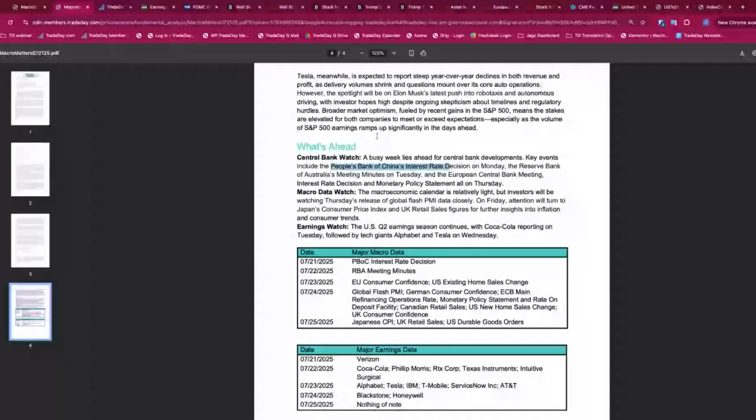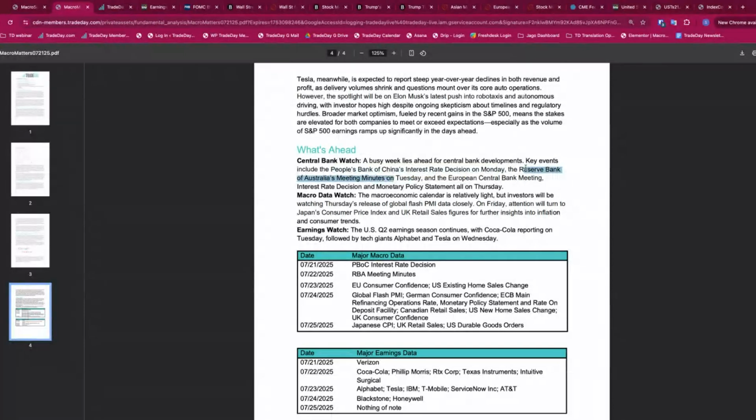That's till next week. Remember, the Fed is now in its blackout period, so no Fed speakers, or we do get Fed speakers, but they won't be talking about monetary policy because they're on that blackout period. We do get the PBOC, or I had the PBOC already in here on Monday. Reserve Bank of Australia meeting minutes Tuesday, and then we get the ECB on Thursday, but we're not anticipating any change from the ECB.